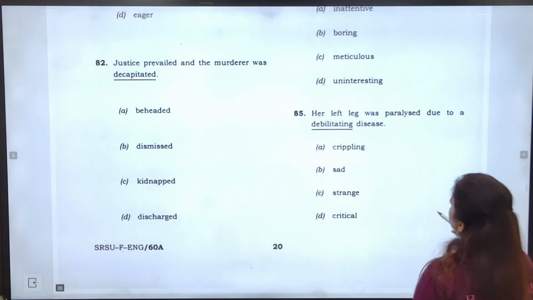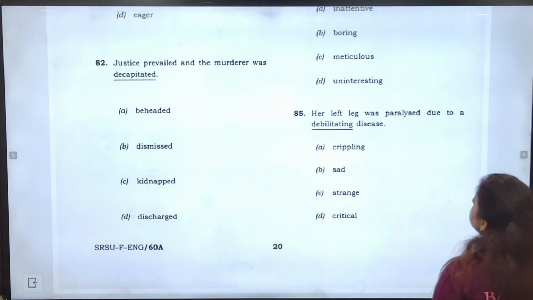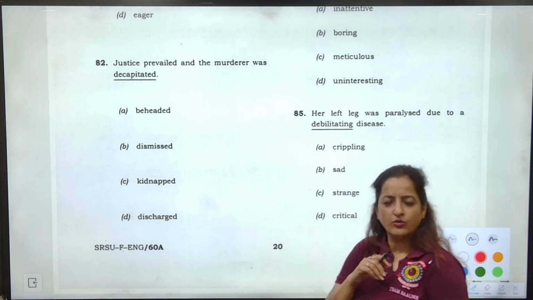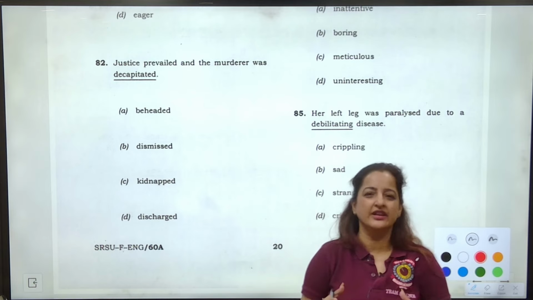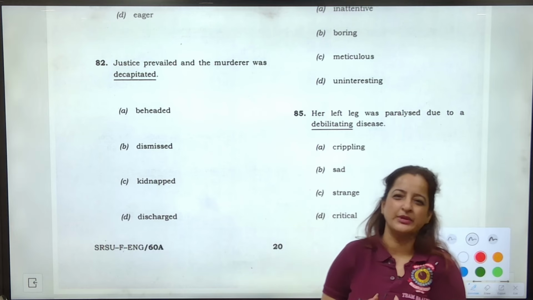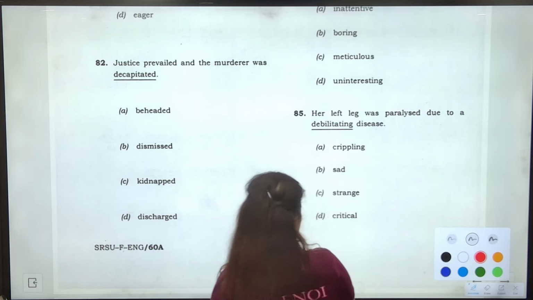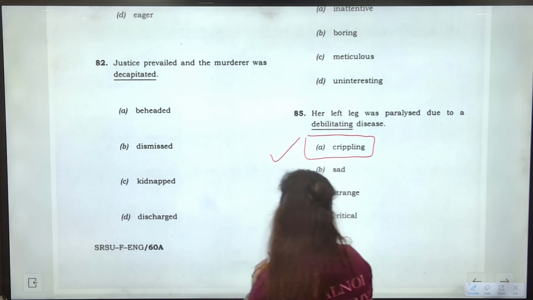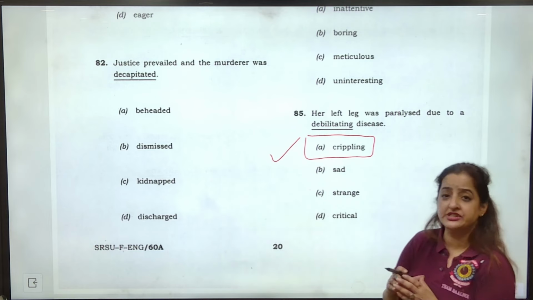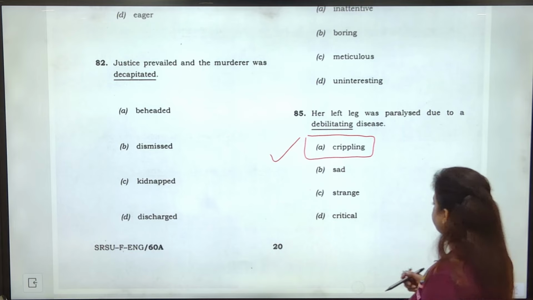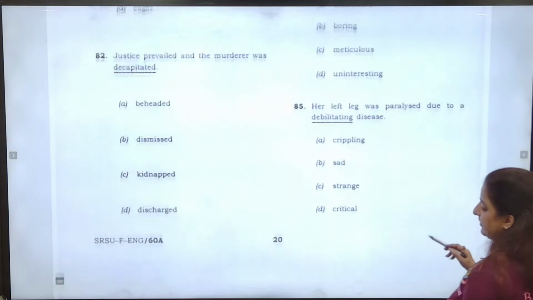Question 85. Her left leg was paralyzed due to a debilitating disease. See, anything which is debilitating, वो आपको कमजोर कर देती, weakening, आपकी स्ट्रेंथ पूरी उस बीमारी से जैसे आप पूरे कमजोर हो गए, debilitate. Yes, so only word which is suitable over here is crippling disease. The only word which is closest to anything which weakens your strength. Okay.